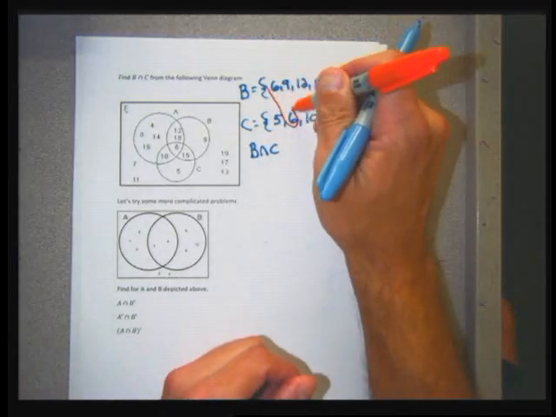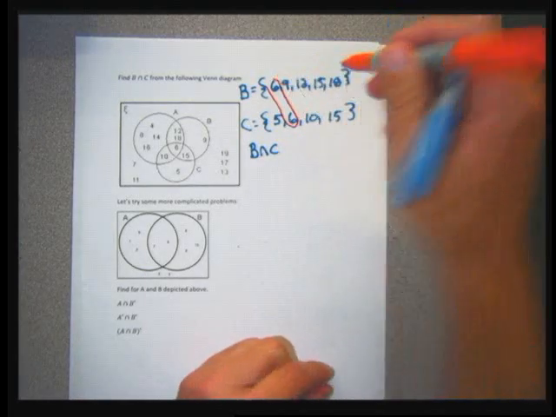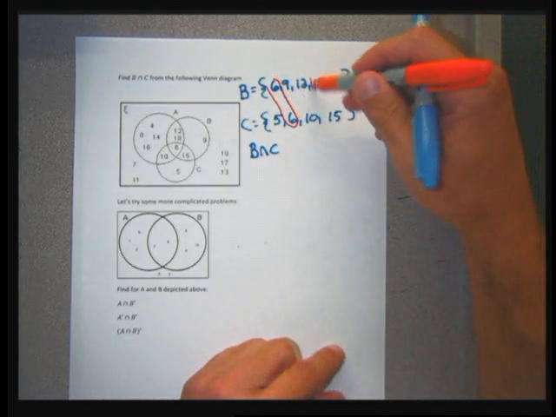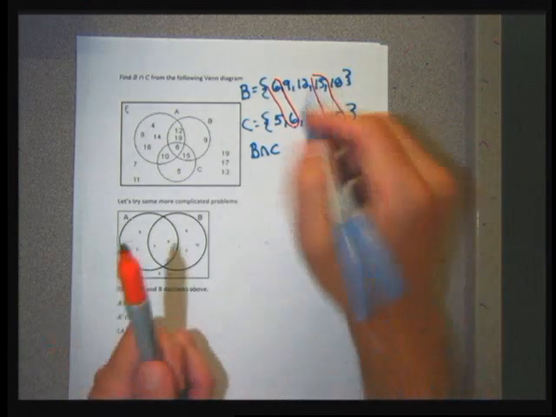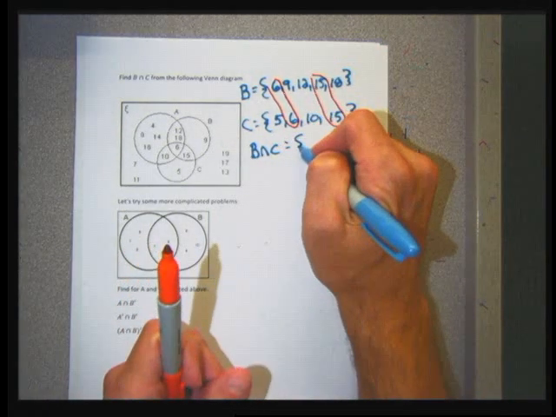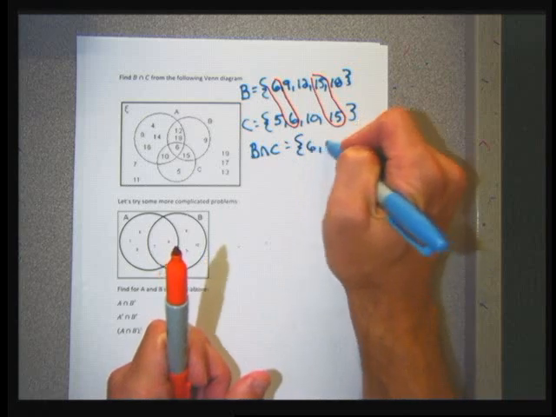Both B and C have the number 6 in them. Both B and C have the number 15 in them. And that's the only numbers I see in common. So B intersection C is a set that contains the numbers 6 and 15.